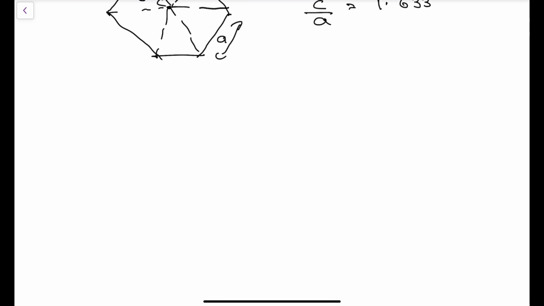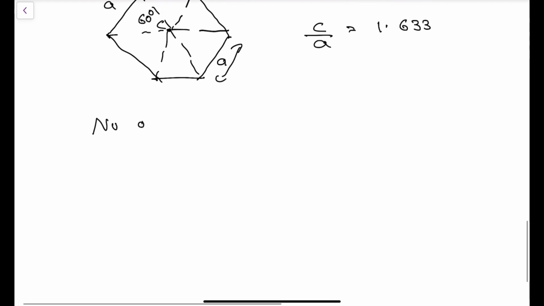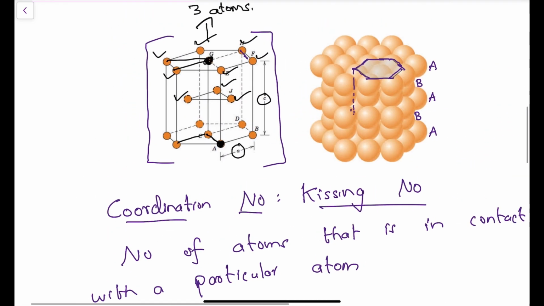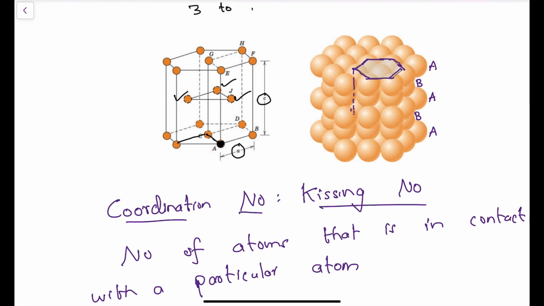Okay. Next, what is the number of atoms in the HCP unit cell? Okay, we have selected a unit cell that appears to be a shape of a hexagonal-like structure. So what is the number of atoms here? In order to calculate the number of atoms, you can see that these three atoms, if you take this unit cell, these three atoms will be there.